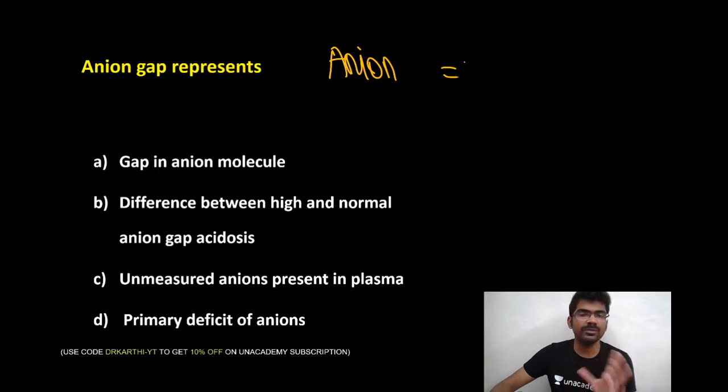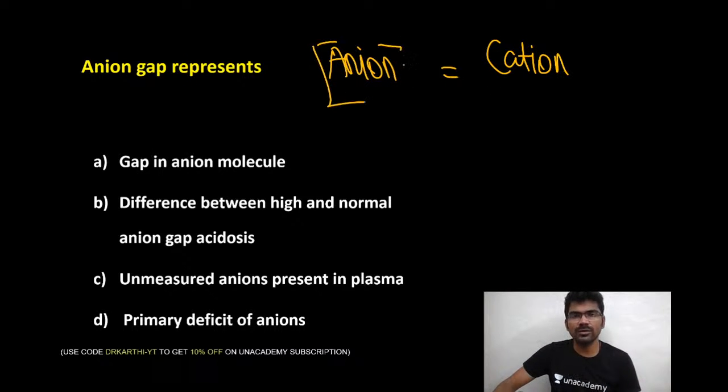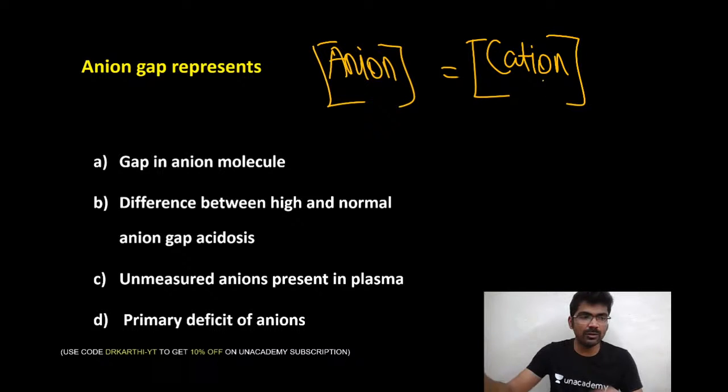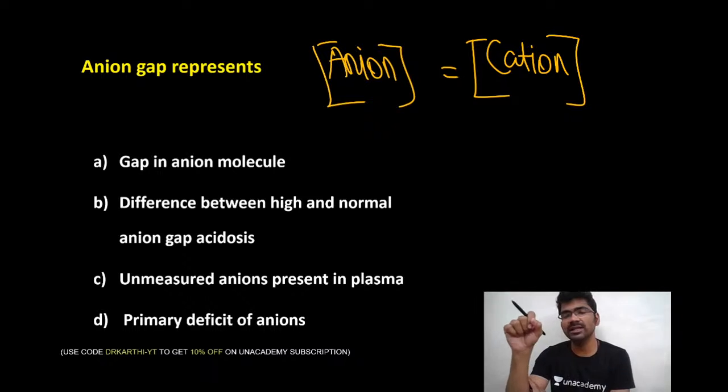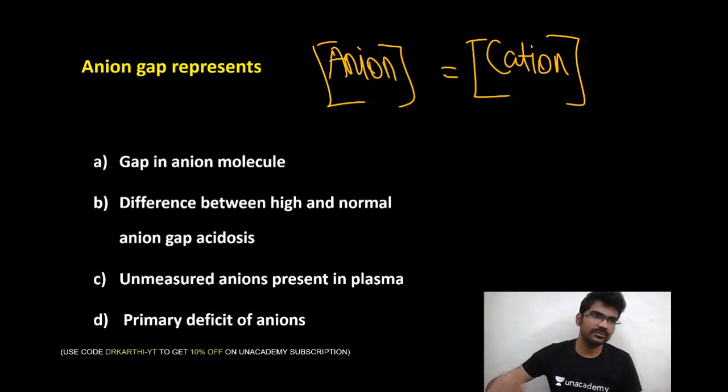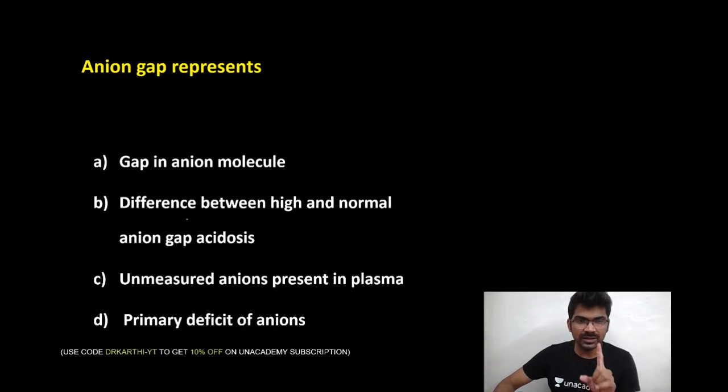blood. Okay, because electroneutrality should be maintained, right? The concentration of anions should be equal to the concentration of cations, because when you touch the blood, you don't get any electric charge. So our blood is neutral, right? So electrically it's neutral. So the concentration of anions should be equal to cations, but when you measure, you don't get that. There is some difference.